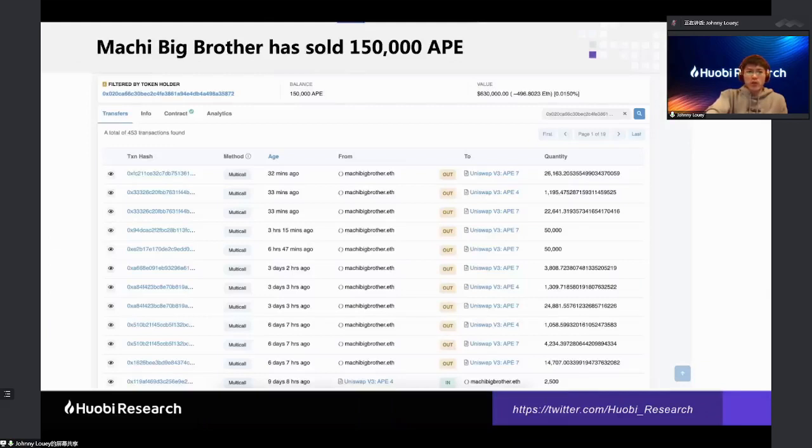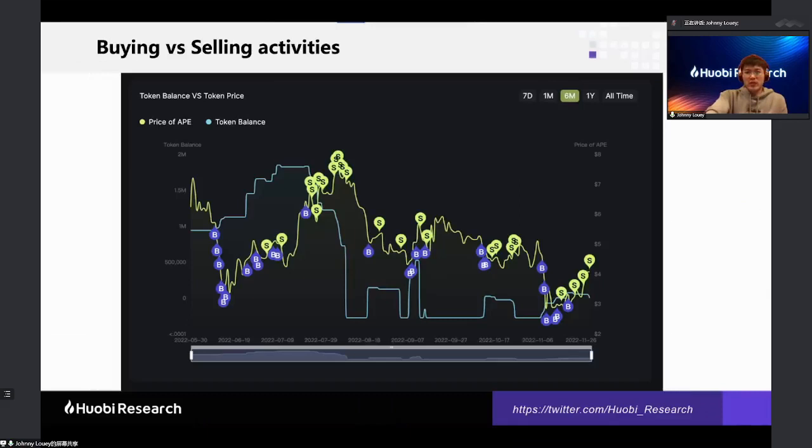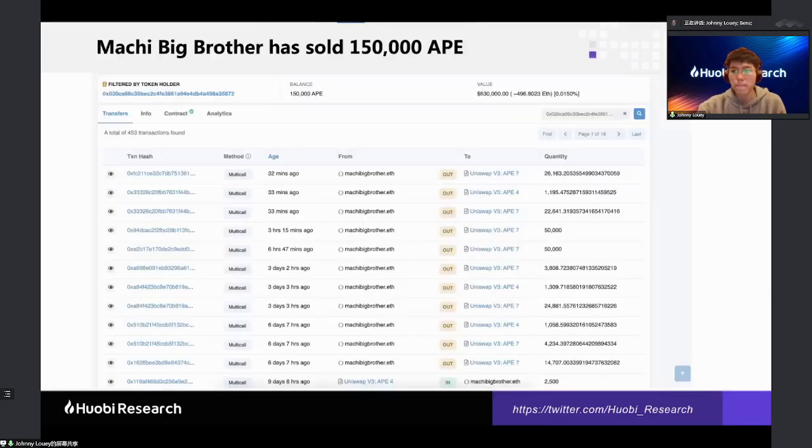The Machi Big Brother has sold 150,000 ape coins. So, whale detector. This is actually a smart whale, smart money. You look at the buy and sell orders there. Buy low, sell high, contrary to crypto bros who buy high, sell low. This one is really smart money, right? And they just sold a lot of ape tokens, probably meaning that we are seeing an overvalued price with ape coin.